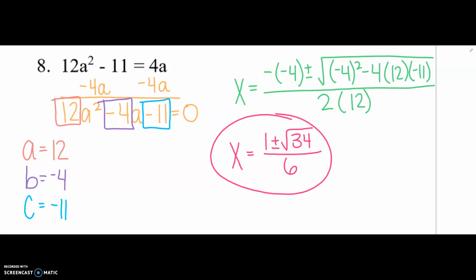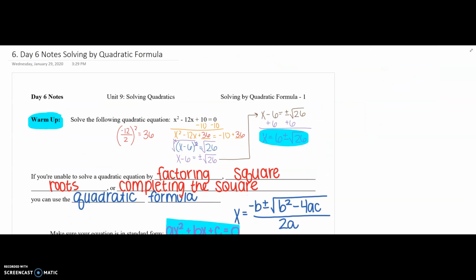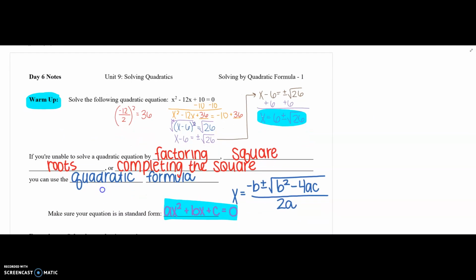All right, that concludes today's notes on Unit 9, Day 6 notes for quadratic formula.